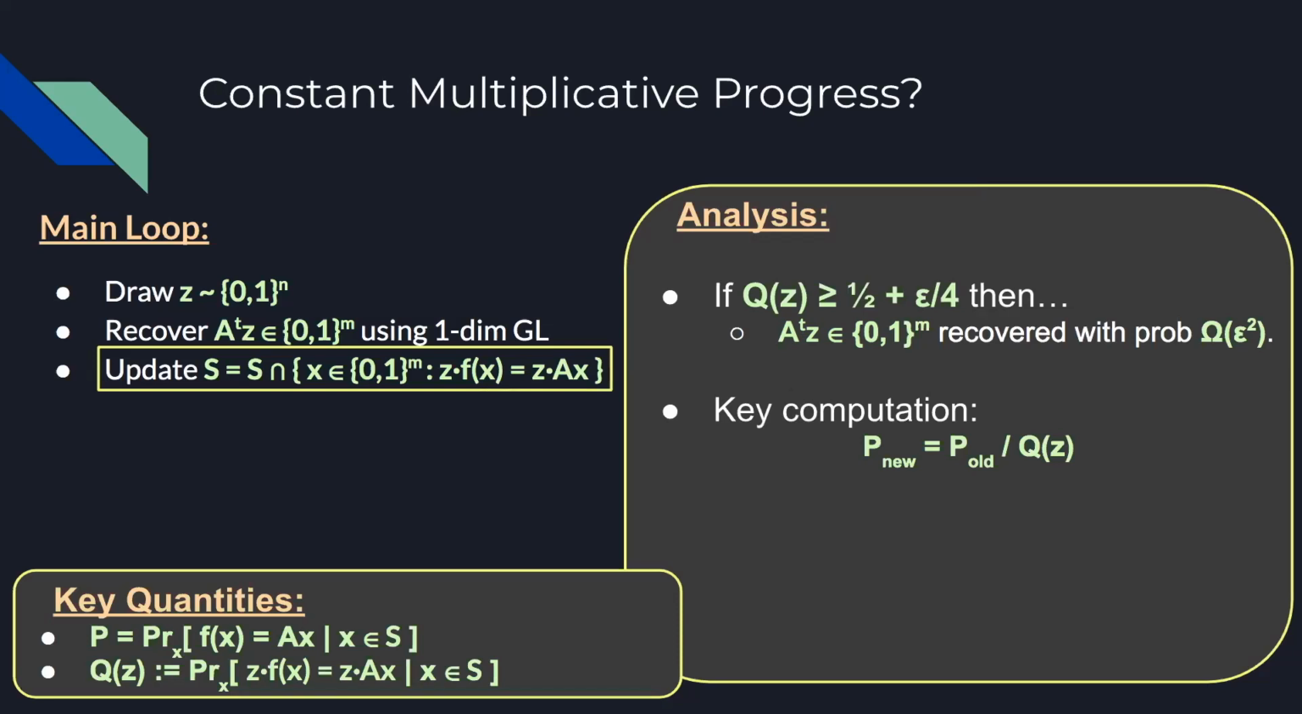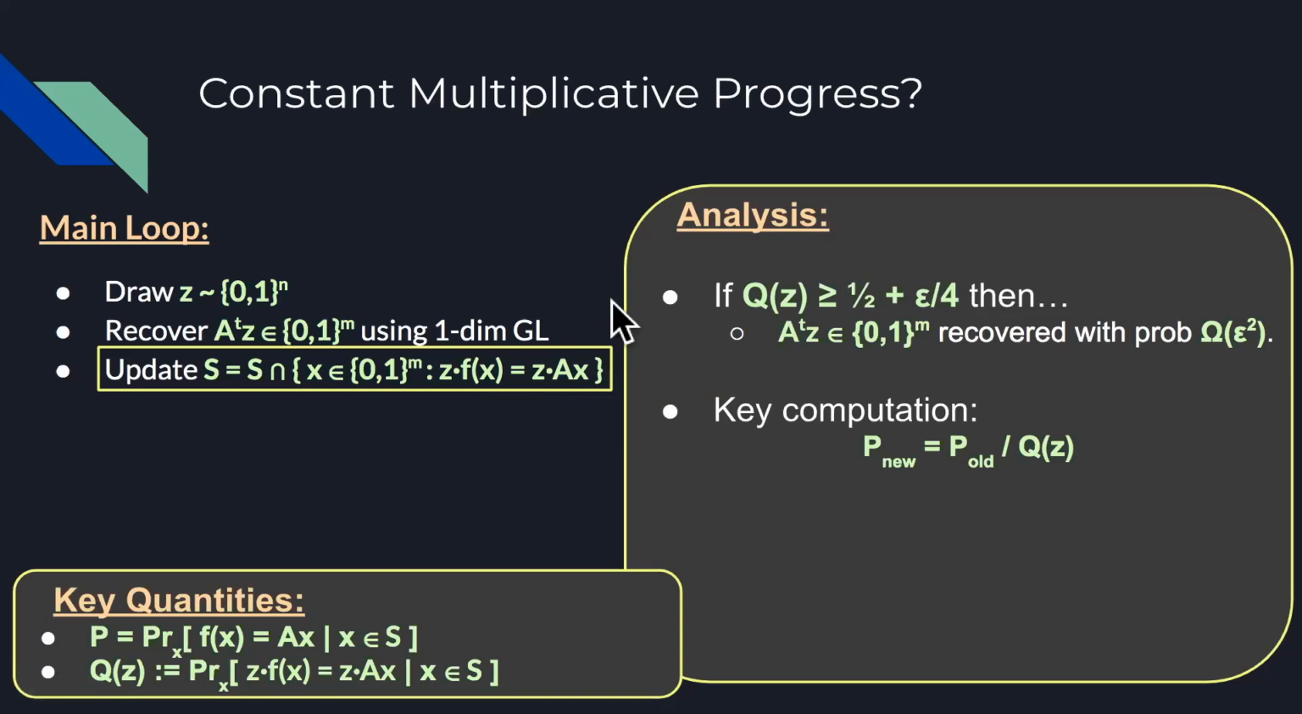And then there's the update step. So when we update S, we're hoping that we're shrinking S by a significant amount, right? That's going to represent progress towards getting closer to recovering S. And if you do the computation of this potential P that we defined before and after you change S, the new P is going to be equal to the old P divided by Q of Z.